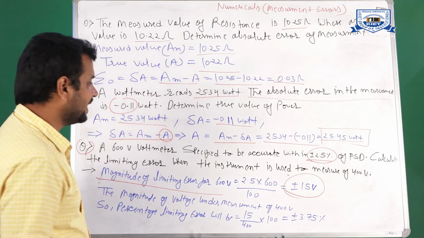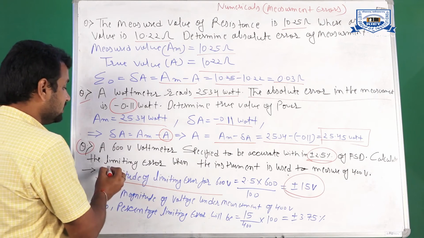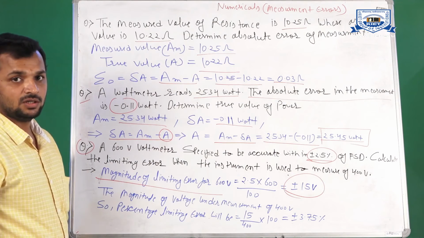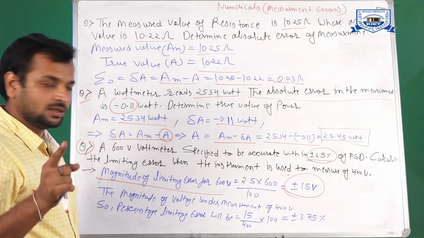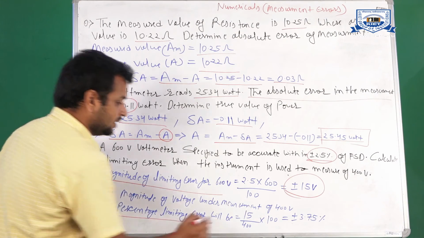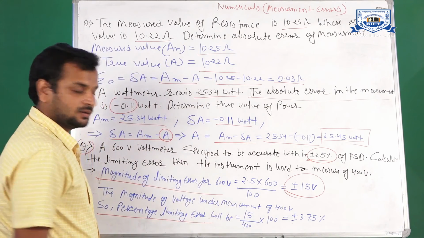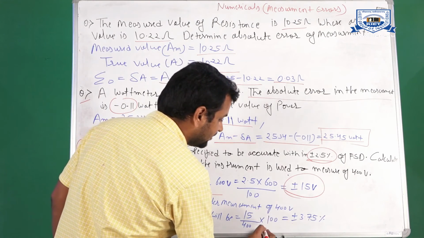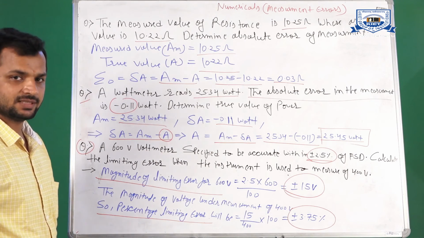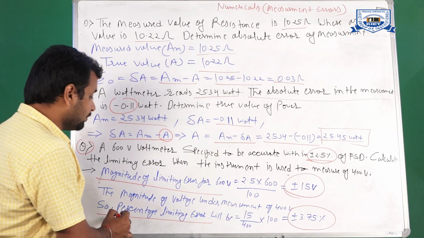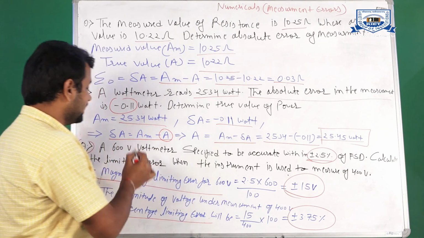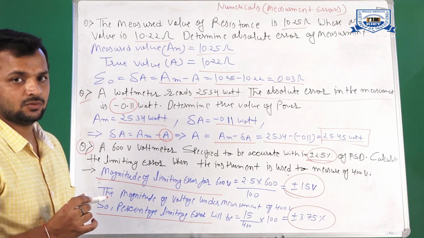Now we need to find the limiting error when the instrument is used to measure 400 volt. So if the instrument is measuring 400 volt, the percentage limiting error will be 15 by 400 into 100, which is equal to plus minus 3.75%. So that will be the percentage limiting error when you are measuring 400 volt with this voltmeter. Okay, thank you.